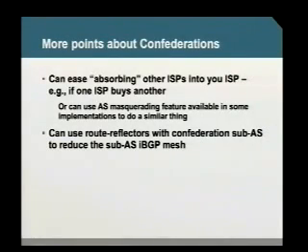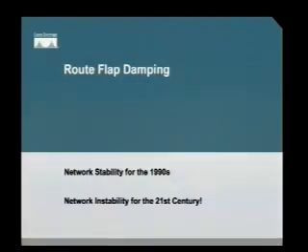One other point about confederation, which I accept: it can ease the absorbing of other ISPs into your ISP. So if one ISP buys another, you simply import their autonomous system entirely into part of your confederation. So if you're on a spending spree buying up lots of little ISPs, then this probably makes sense. If not, just start with route reflectors.